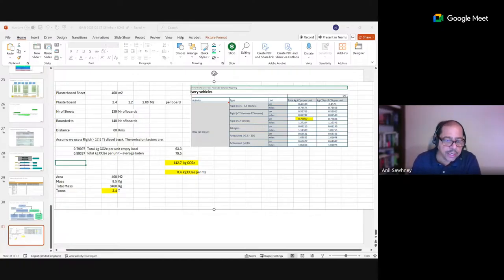For empty load, it's 0.7907. For 100% laden, it is 0.99337. We multiply that with our distance, which is 80 kilometers, and you get 142.7 kilograms of carbon dioxide equivalent emitted for A4 for 400 square meters of plasterboard or drywall.